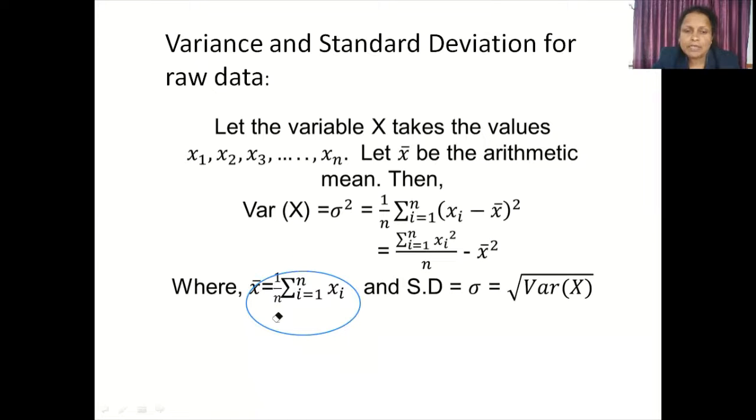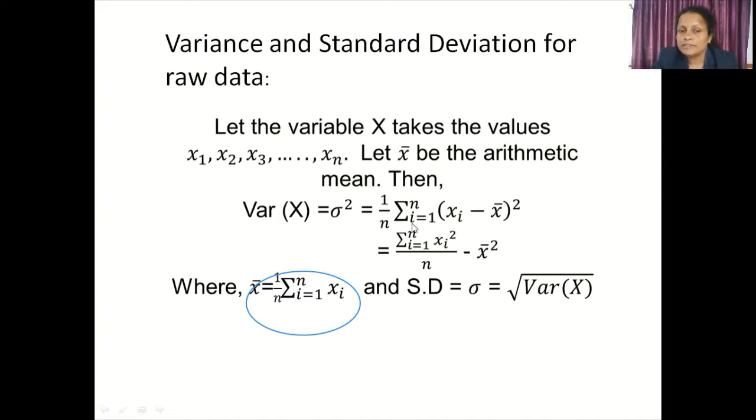So here is our formula for arithmetic mean. It is 1 upon n summation of xi, i from 1 to n. And so we take the square of deviations of variable x taken from its arithmetic mean. Here is our variable xi, here is our arithmetic mean x bar. So our formula becomes variance of x is equal to sigma square, that is 1 upon n summation of (xi minus x bar) square, i from 1 to n.